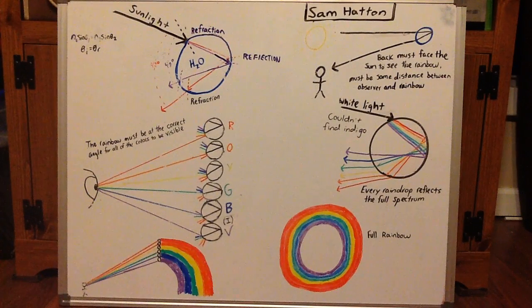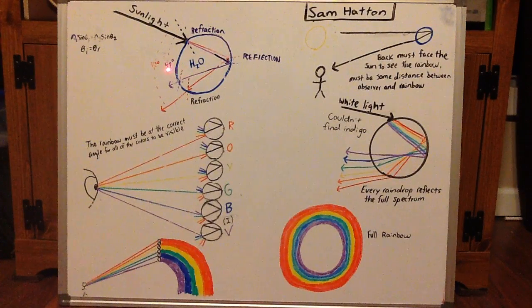And the physics behind this is that the white sunlight enters the water and then it refracts, and since the red light and the violet light and all the different colors have different wavelengths, they slightly separate. And then they hit the end of the raindrop and they reflect. And then when they hit the water on the other side, they refract again. So this increases their distance from each other slightly more.